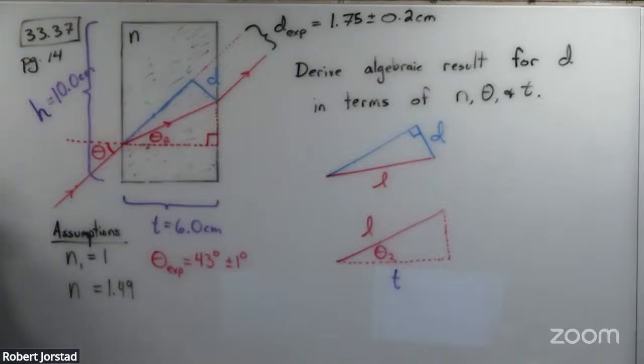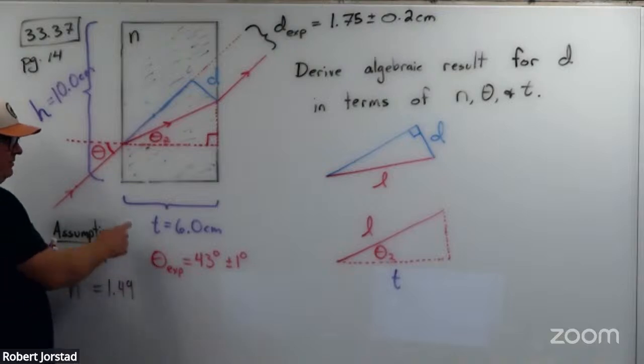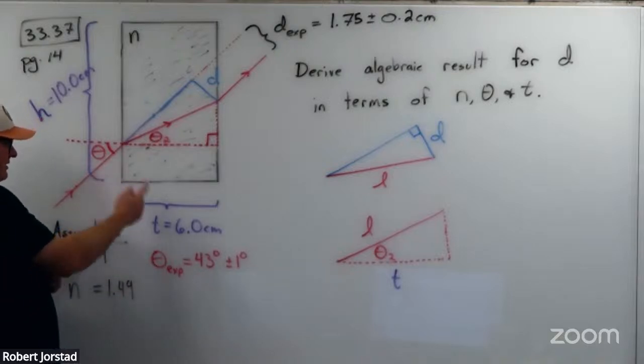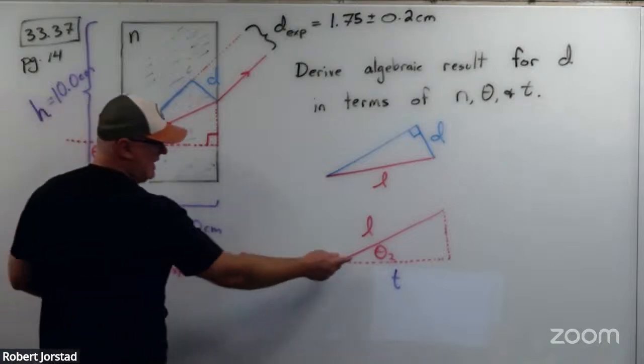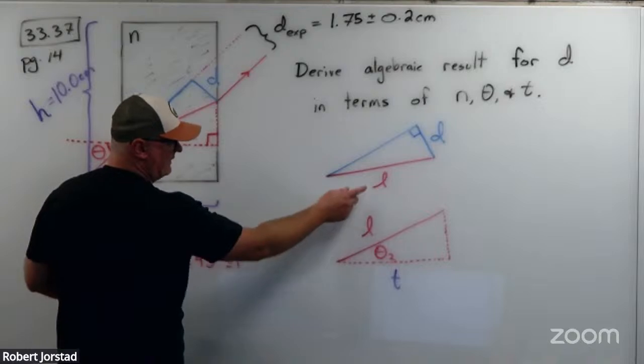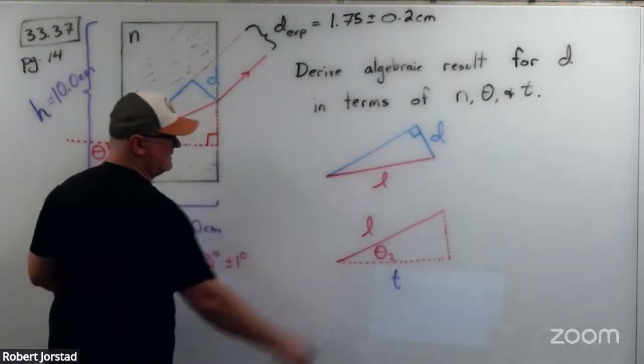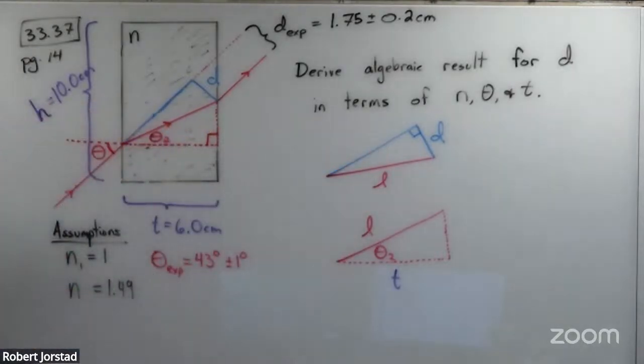And if I'm going to try and figure out D, let's see if I could do that. I know what T is. In theory, if I know these indices and theta, I'd have T and theta. In theory, I should be able to figure out L. But how do I get from L to D? I'm going to need some kind of angle. Can you figure out one of the angles in that triangle?